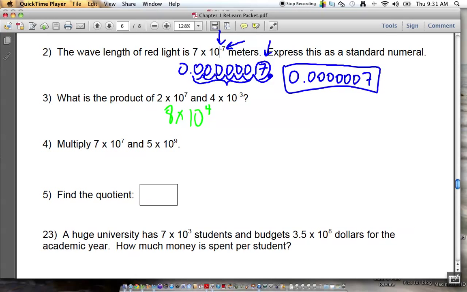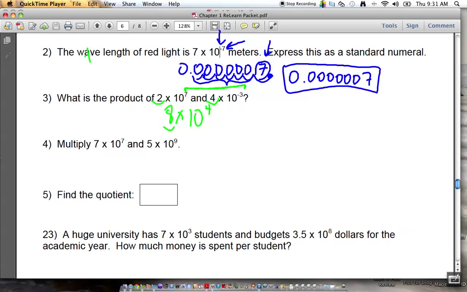Ready? 2 times 4 is 8. And then I think you're adding these exponents. 7 plus negative 3. Because the rule is to multiply coefficients, which you did. 2 times 4 is 8. That's good. And then I think you tried to add the exponents, which is why I think you were trying to do it right. The problem is, what is 7 plus negative 3? It's positive 4, not negative.